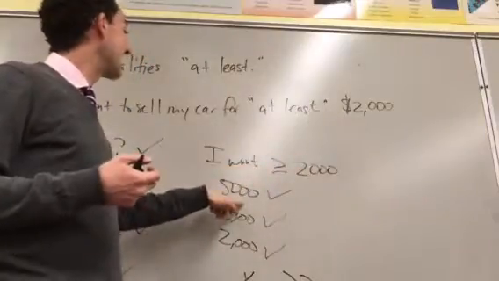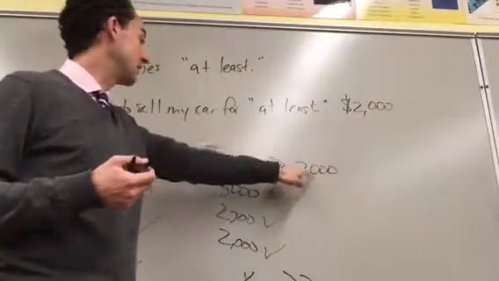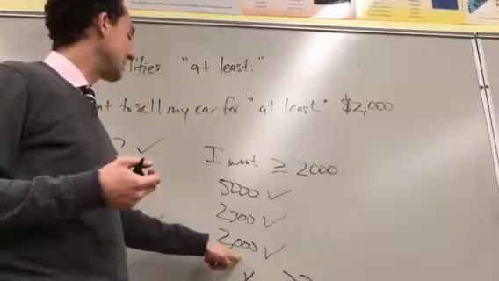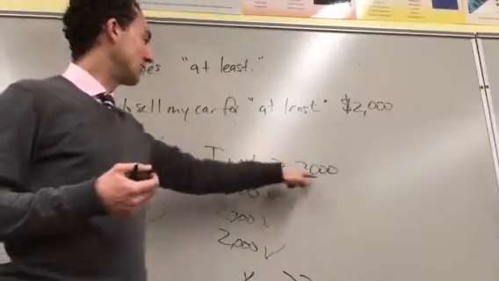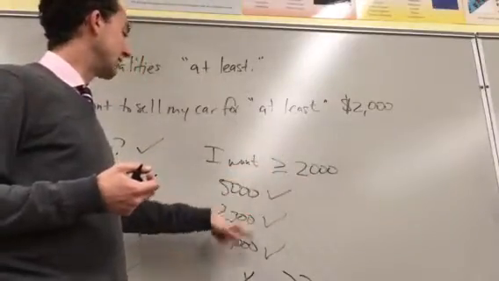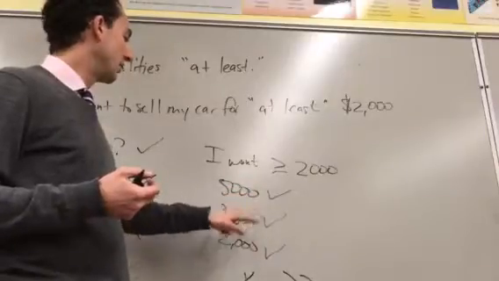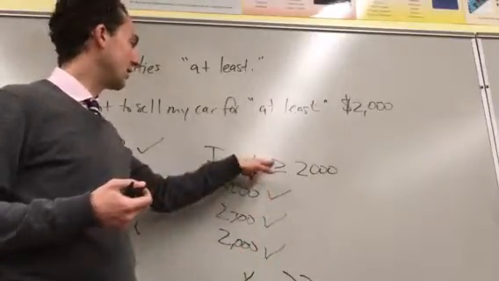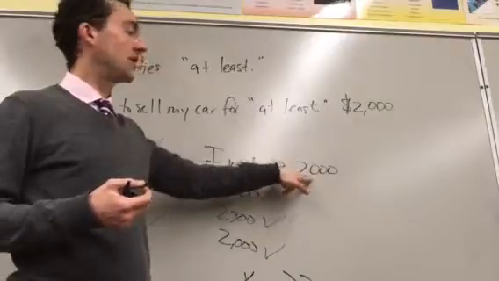Here, I want at least $2,000. If you give me $5,000, that's more than $2,000. If you give me $2,000, well, that's equal to $2,000. So all of these are either greater than or equal to $2,000.